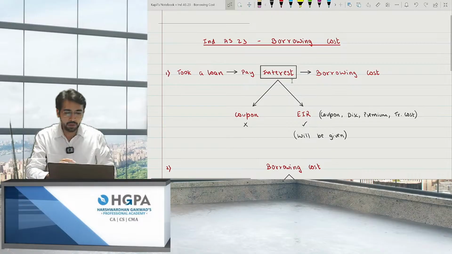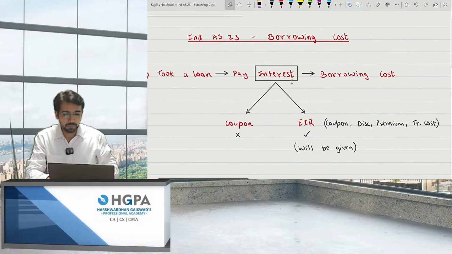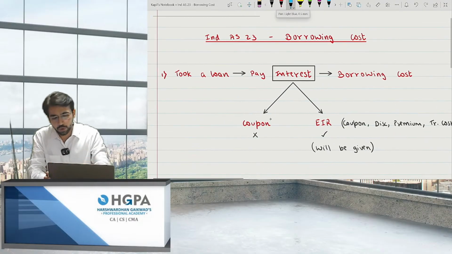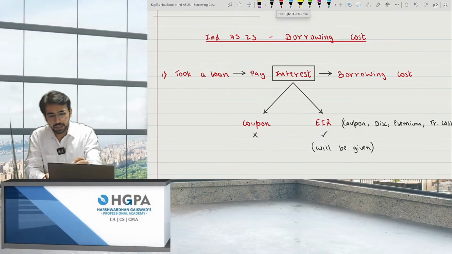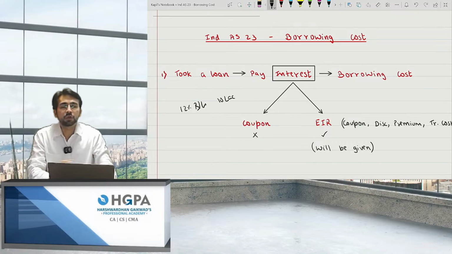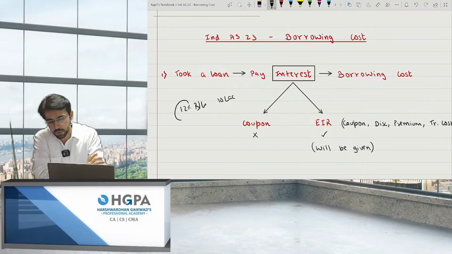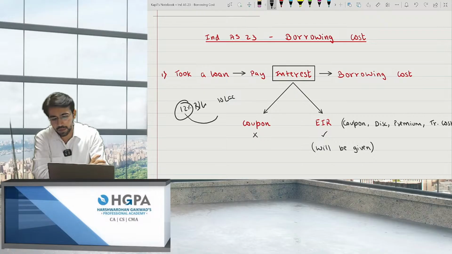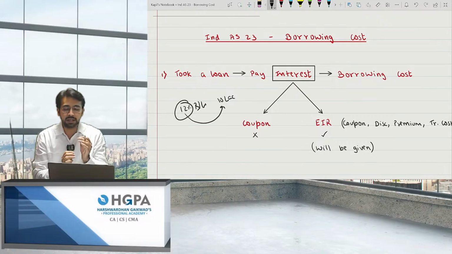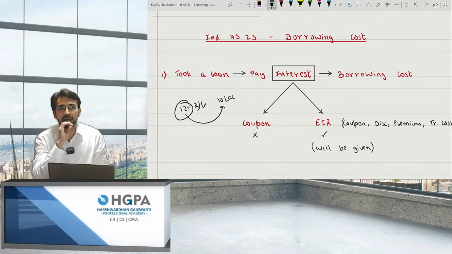Whenever we pay interest, we don't use the coupon rate over here. What is the coupon rate? Whatever the interest rate is. For example, a 12% bank loan of rupees 10 lakhs. This 12% is known as the coupon rate. That is the interest you will be paying. 12% of 10 lakh comes to 1,20,000. That means you have to pay 1,20,000 each year.